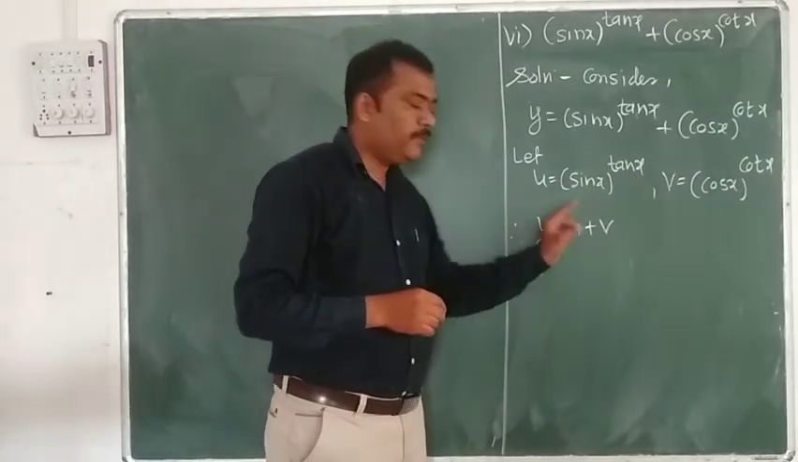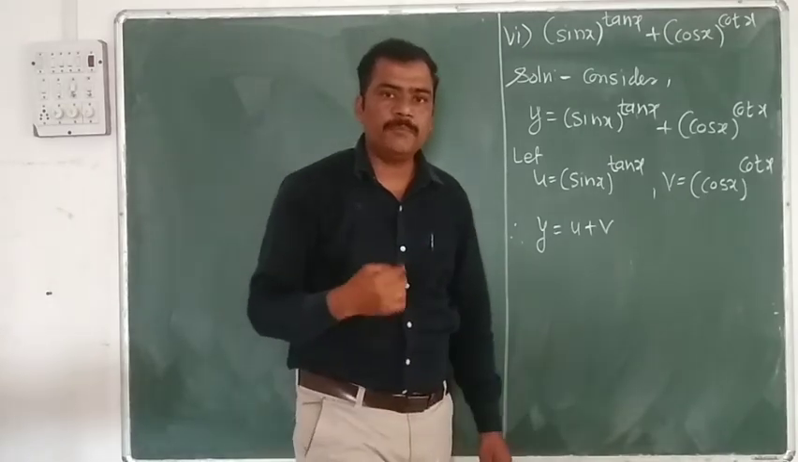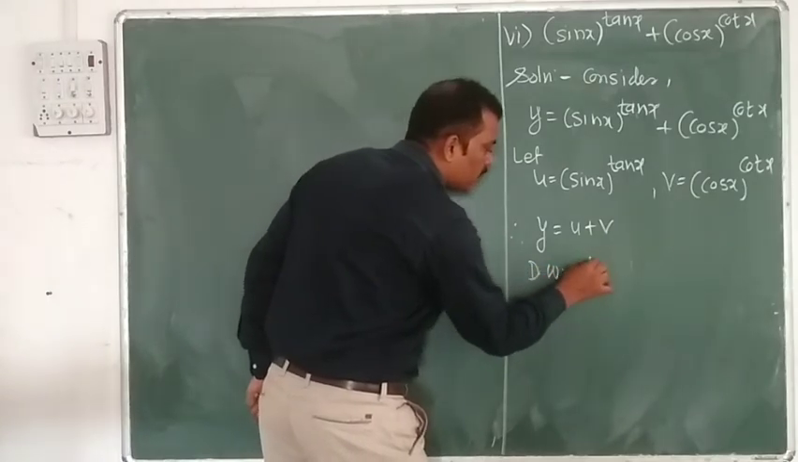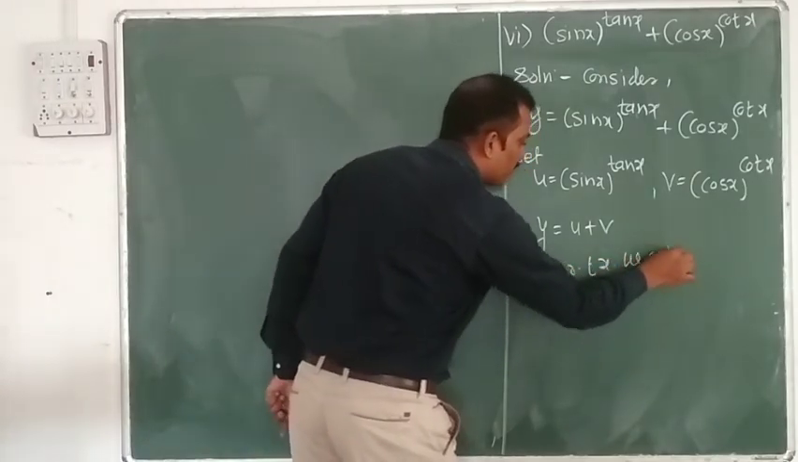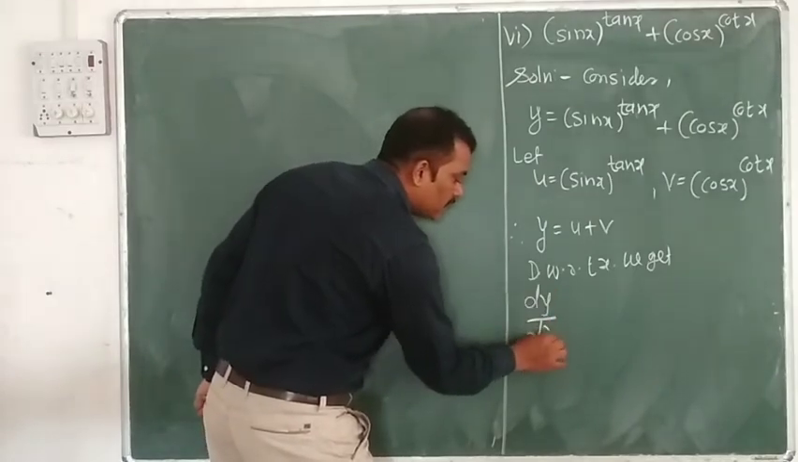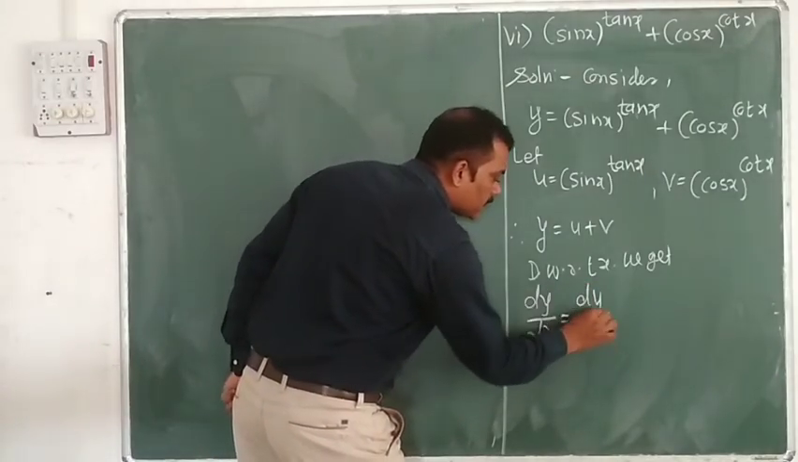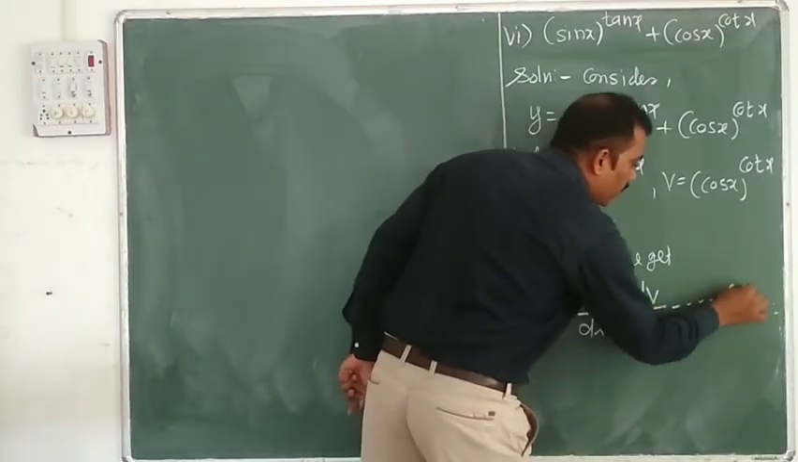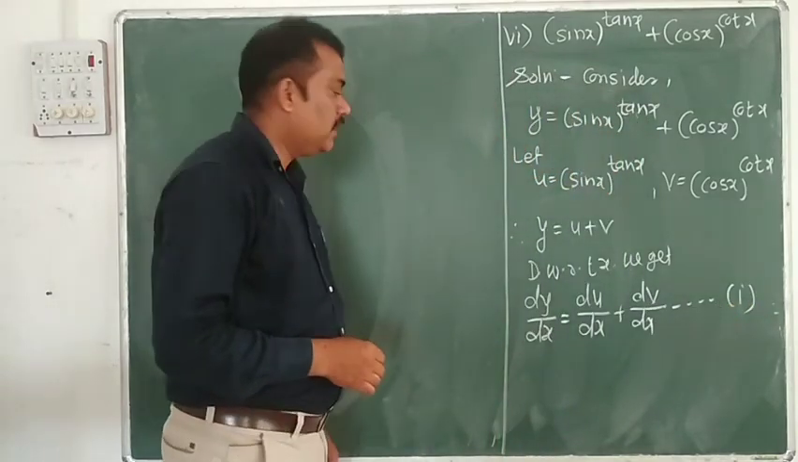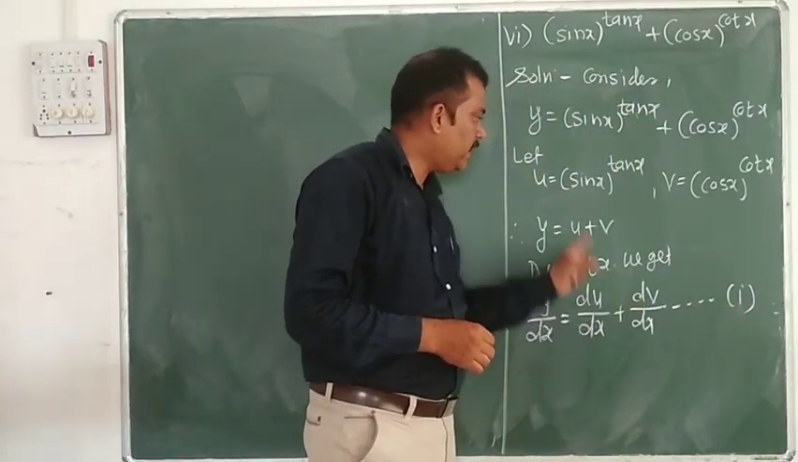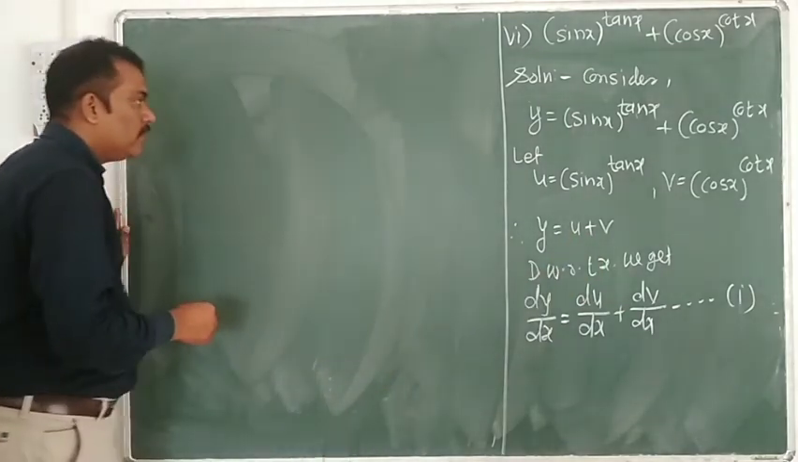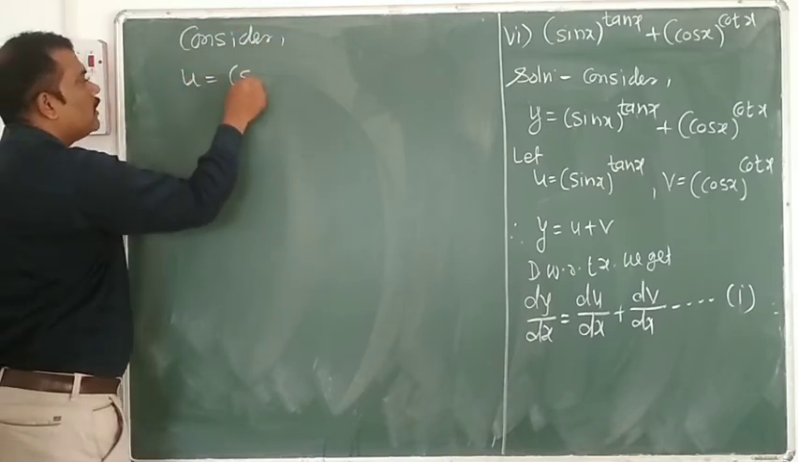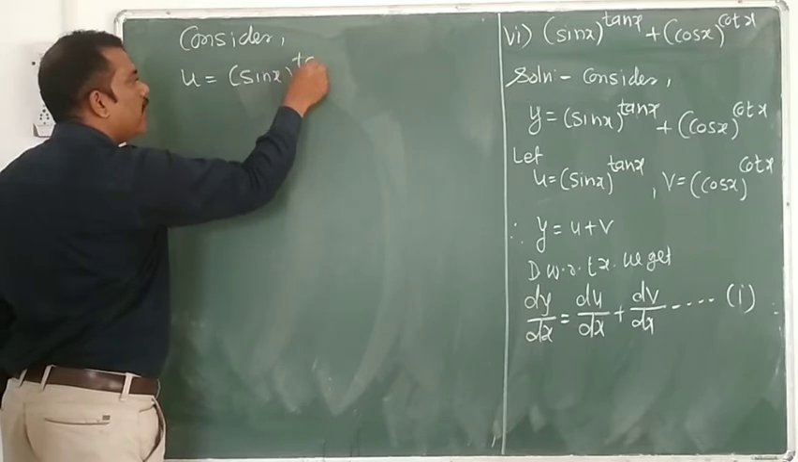All these y, u and v are functions of x, so we have to differentiate with respect to x. Differentiating with respect to x, we get dy by dx is equal to du by dx plus dv by dx. Suppose we do the first one first. Now we have to find the value of du by dx and dv by dx, so consider u is equal to sin x raised to tan x.